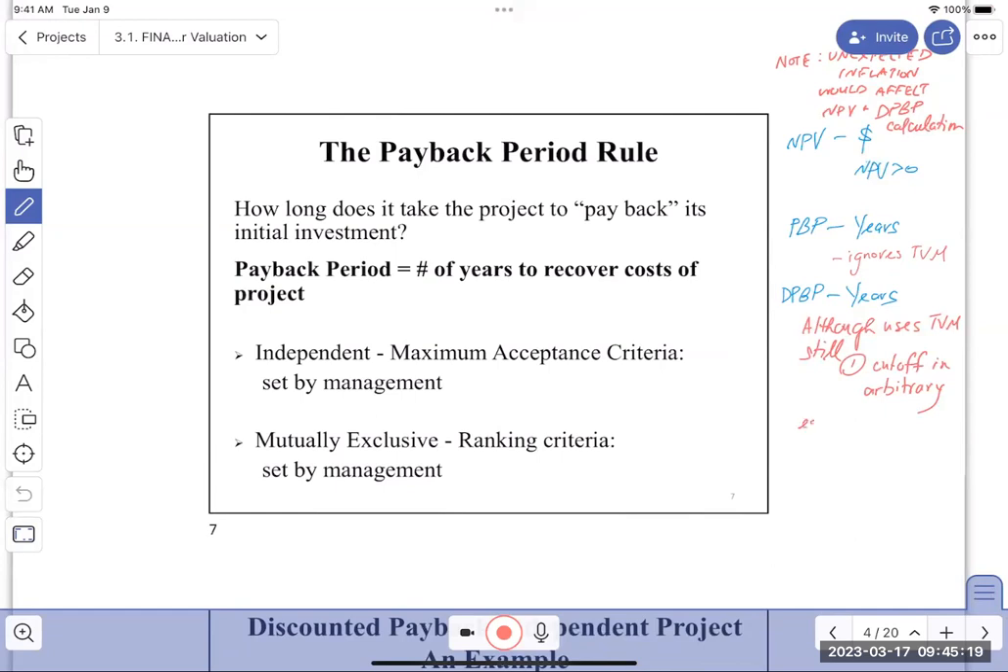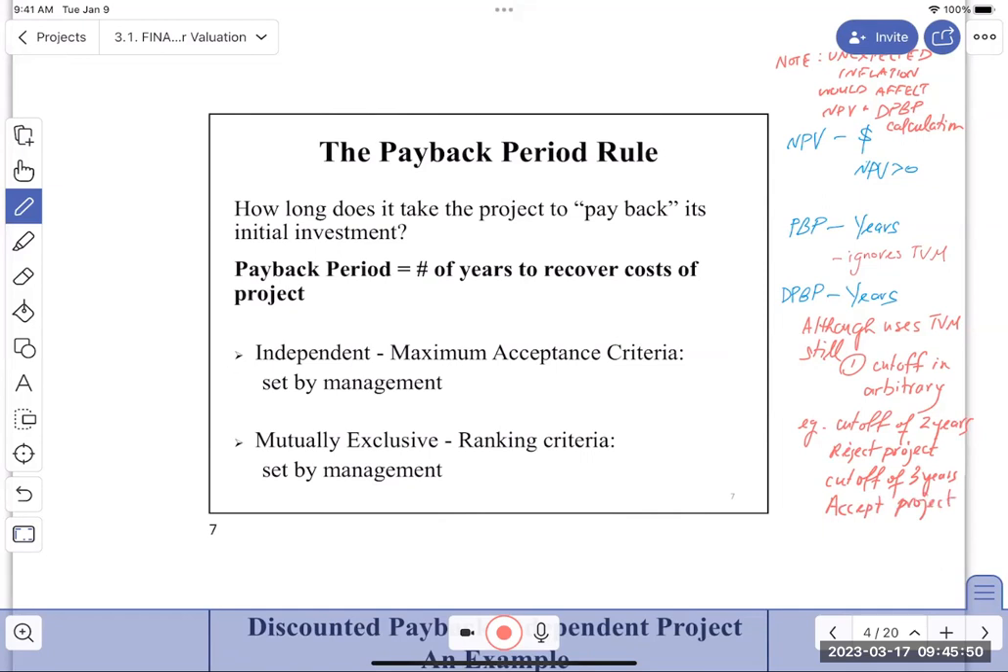So, for example, in our exercise, if the cutoff was 2 years, we would reject that project. We wouldn't pursue it. But if the cutoff was 3 years, we would accept the project. We would pursue the project. Now, I haven't told you what the project is, but we'll talk more about kinds of projects.